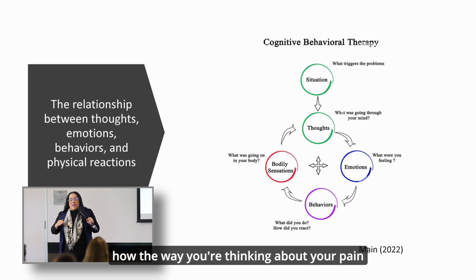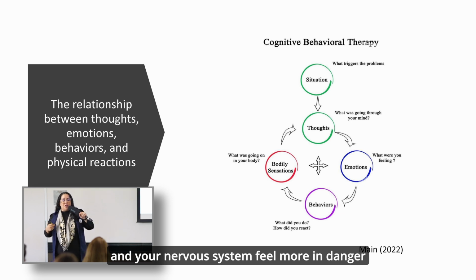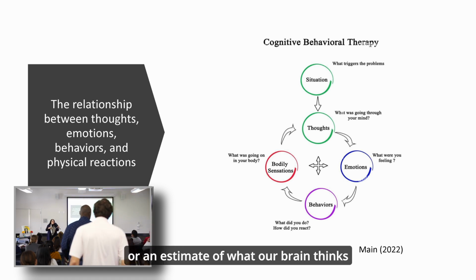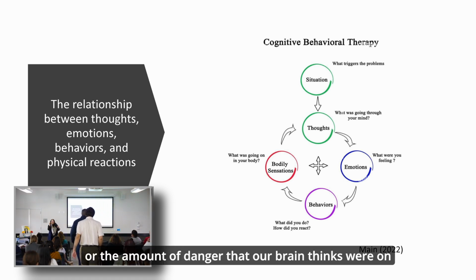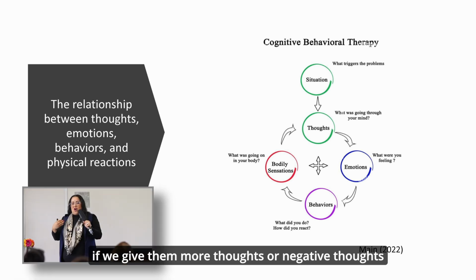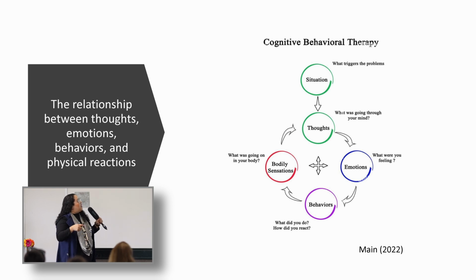How the way you're thinking about your pain increases your pain, because it makes your body and your nervous system feel more in danger. And pain is a result or an estimate of what our brain thinks, or the amount of danger that our brain thinks we're in, okay? And so if we give it more negative thoughts, we're going to feel more in danger. Does that make sense? Okay, so thought.